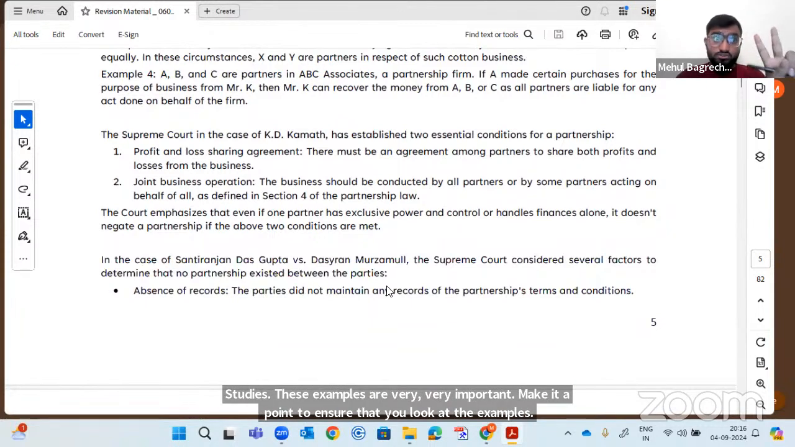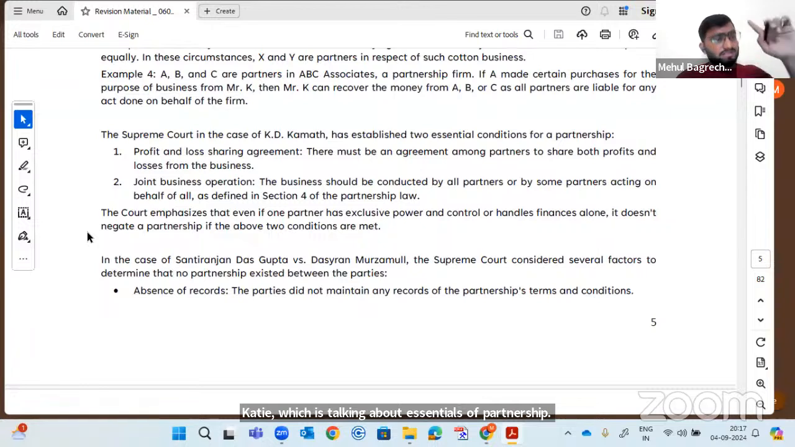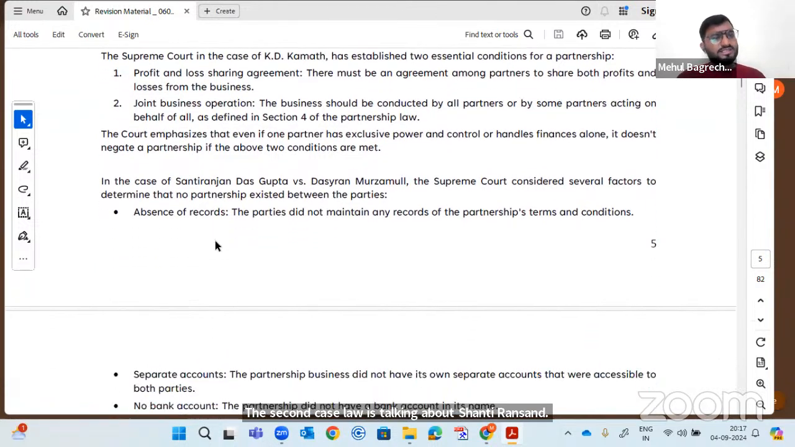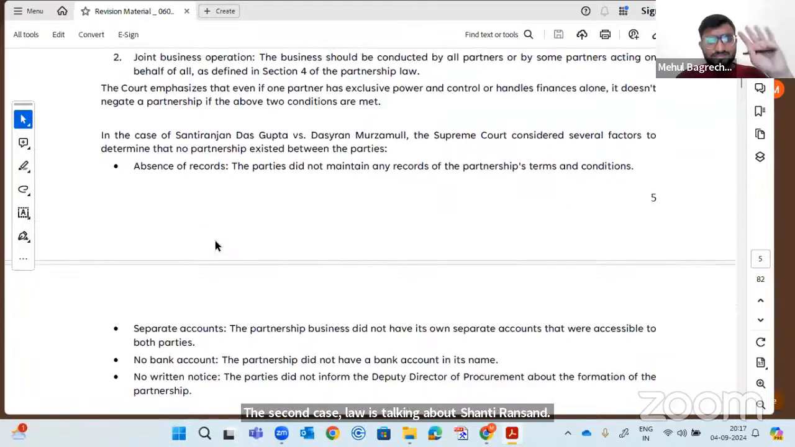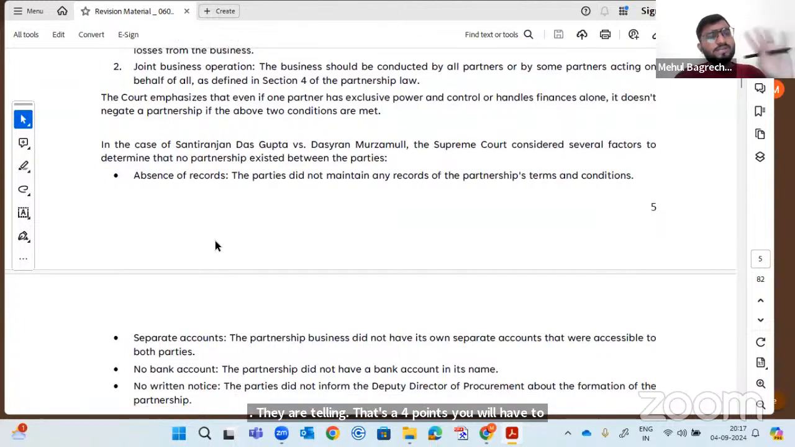Then, to case law, Supreme Court rulings. All right. One is of KD Kamath, which is talking about essentials of partnership. The second case law is talking about Shanti Ranjan Das Gupta versus Murzamul. All right. Now, what is this Murzamul's case law? They are telling that, sir, 4 points you will have to check to come to a conclusion whether there is partnership or not. Check 4 points.